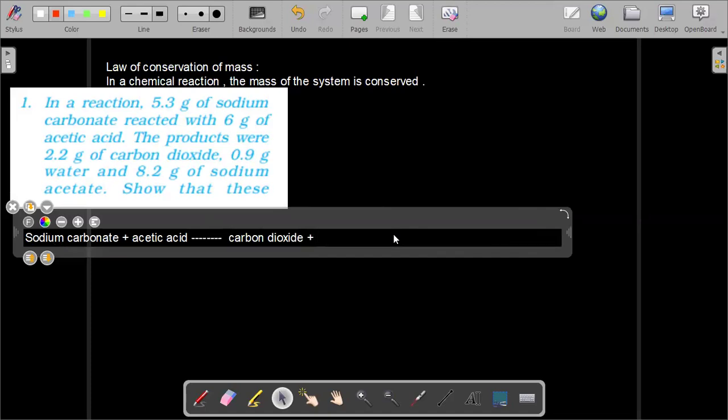Yeah, it's carbon dioxide, water, and sodium acetate. So sodium acetate, these are the three things which are formed. Now see, their quantities are also given. What is the quantity of sodium acetate that is formed, the quantity of water that is formed, and the quantity of carbon dioxide that is formed.